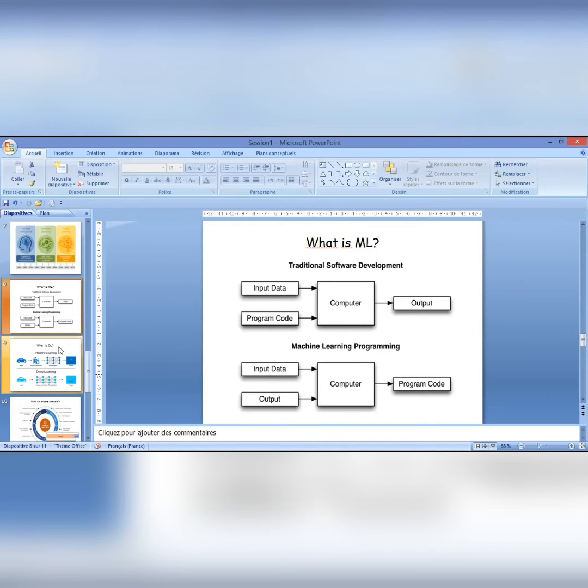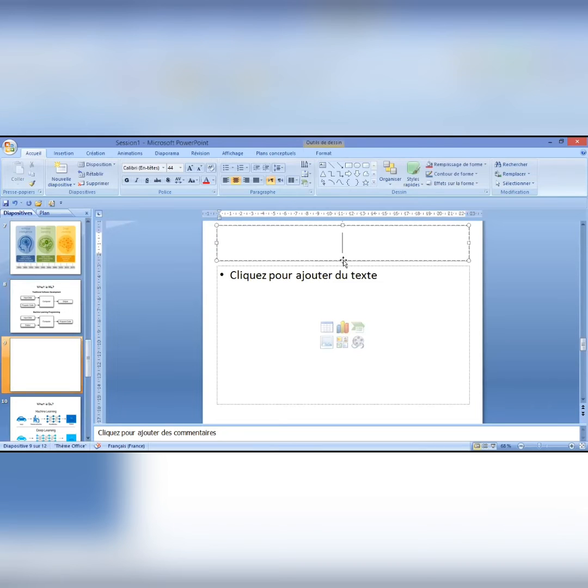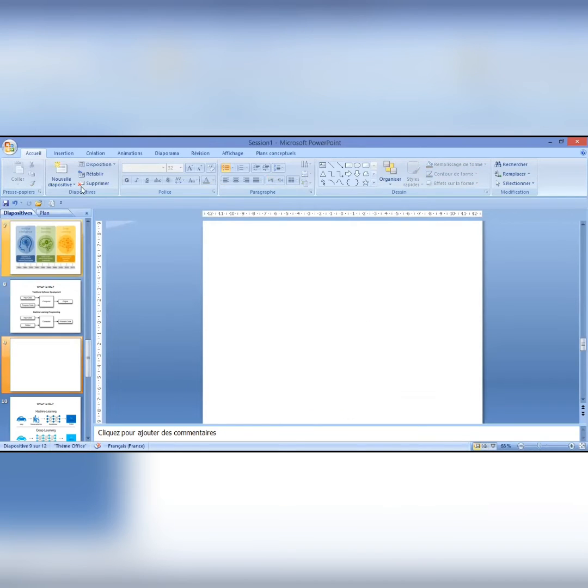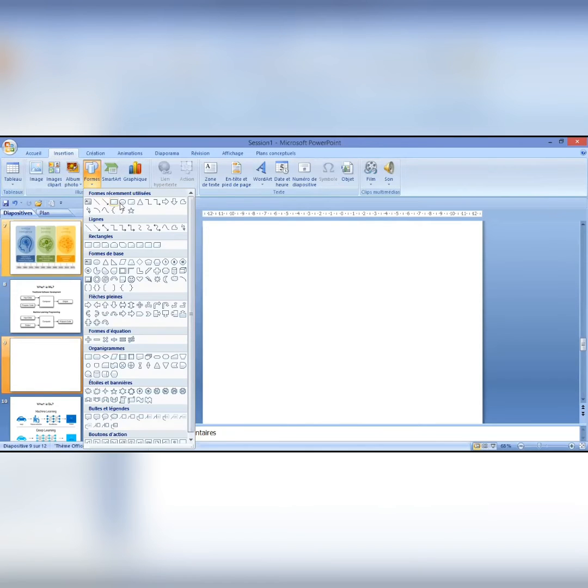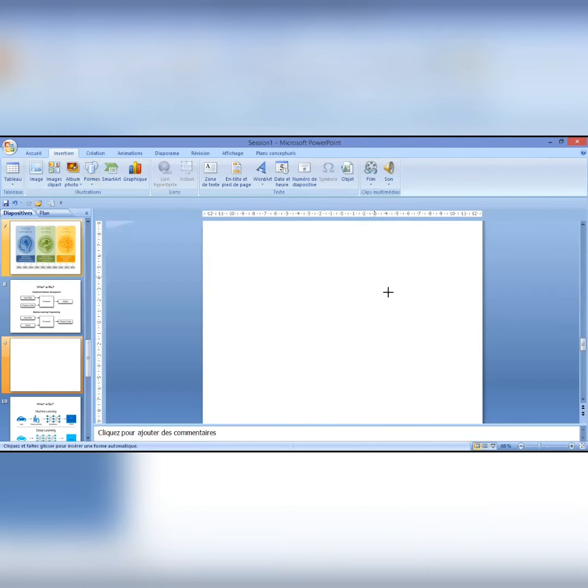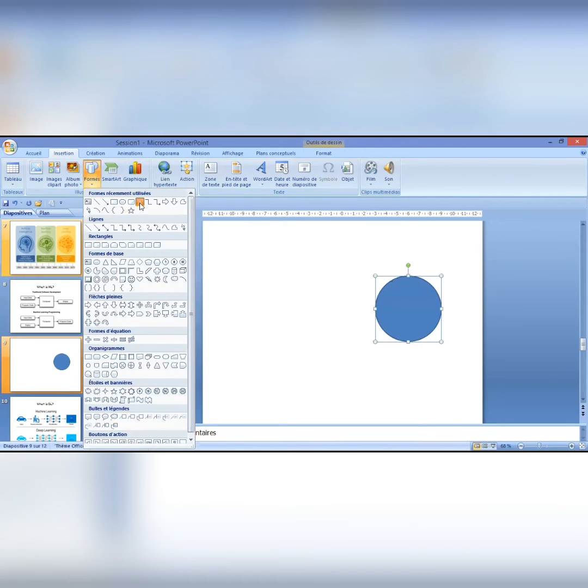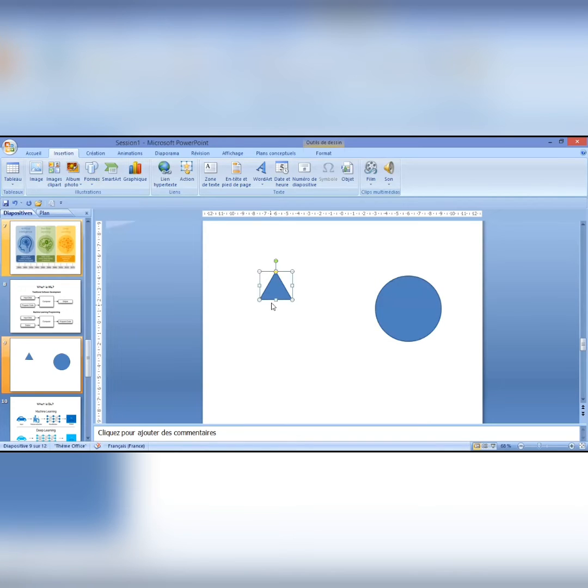So I will try now to add just this kind of diagrams, and please follow me just to make things simple. So we will have right here a circle, and we will have a triangle. Okay, so this is a triangle and this is a circle.